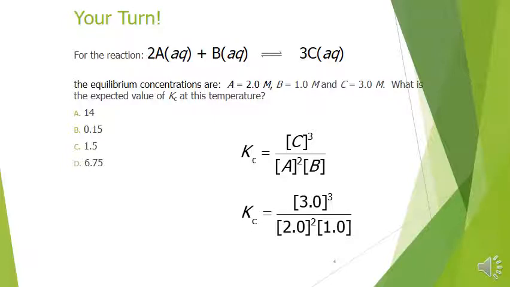Right, do another one, just 2A plus B going to 3C. We know the molarities at equilibrium, so we plug them in. So it's product over reactant. Don't forget the coefficients, cubed, squared. And so we end up getting 27 divided by 4, which would be D. So there's more product than reactant.